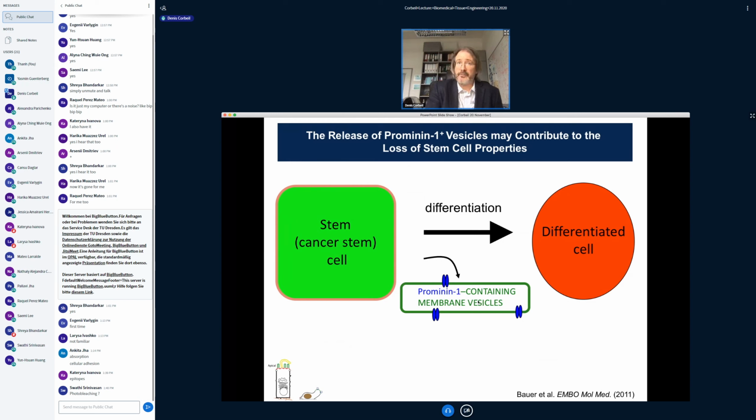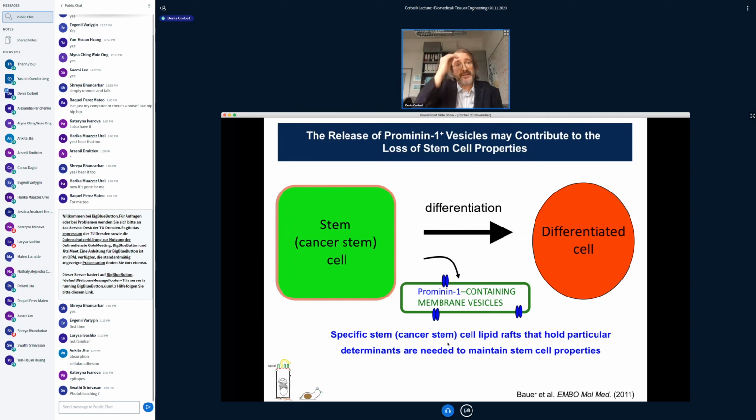We know that they can also be, if you remember 2 weeks ago, uptaken by the mesenchymal stromal cell, making a communication between one cell type and another cell type. But we propose that specific lipid raft from stem cell or plasma stem cell can have the protein or any other kind of determinant that can maintain the stem cell property of the cell. So when they lose this membrane microdomain, they go in the process of differentiation.